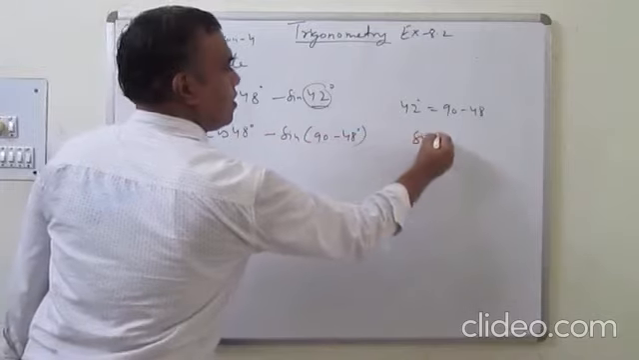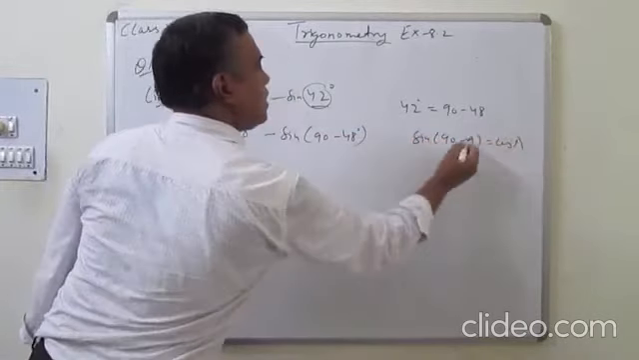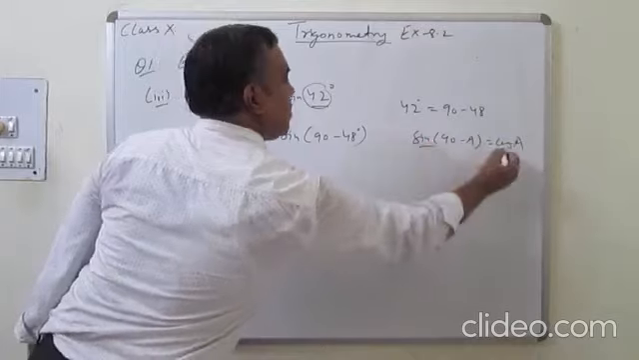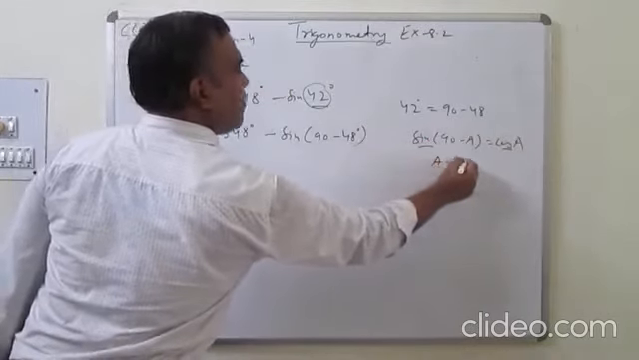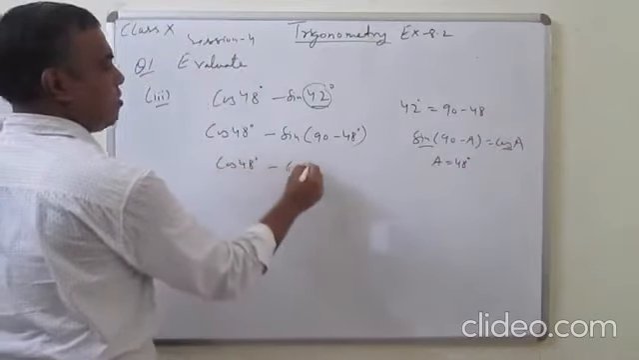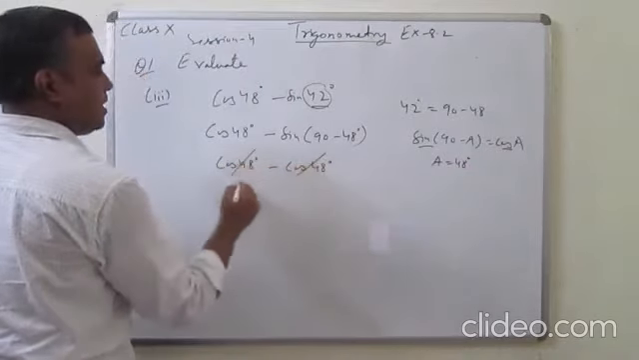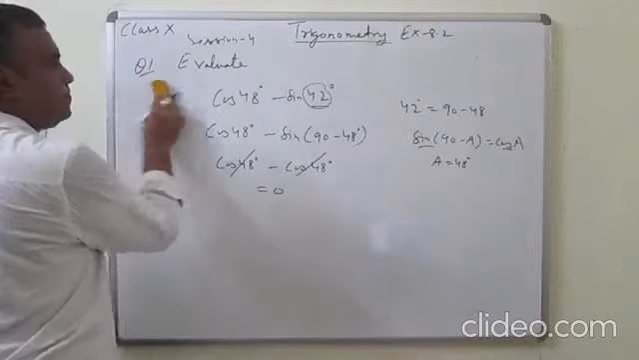You know this formula, sin (90 minus A) is equal to cos A. So sin becomes cos, and the angle stays the same. Here A is 48. So it is cos 48 minus cos 48. This will cancel out and you will get 0. Now I will take another question.